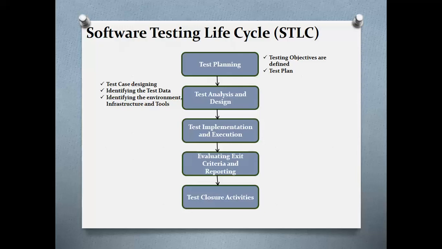Next is the test implementation and execution. Actual testing is performed in this phase. The major task in this phase is performing testing using test cases, creating the logs of the outcome of test execution, comparing the results of the test execution with the expected results, logging the defects, and repeating testing activities in order to ensure that the defects identified previously are fixed and no new defects are introduced.